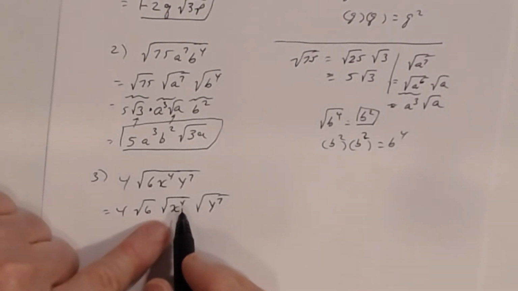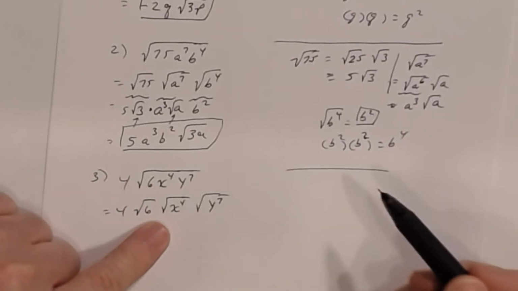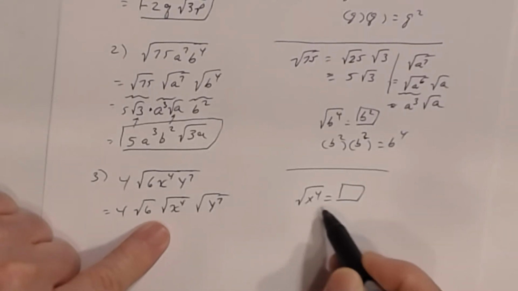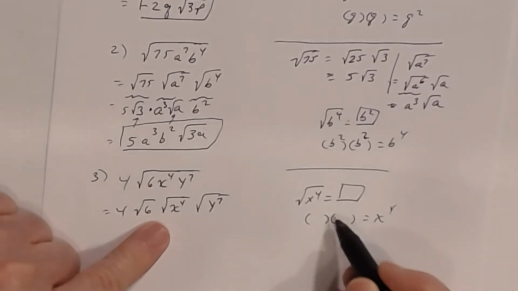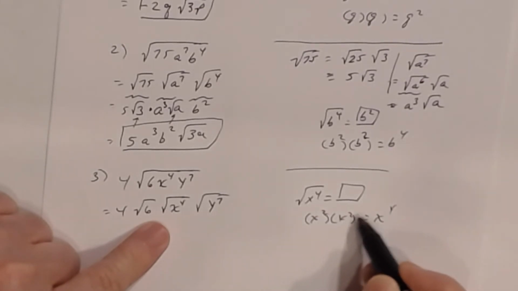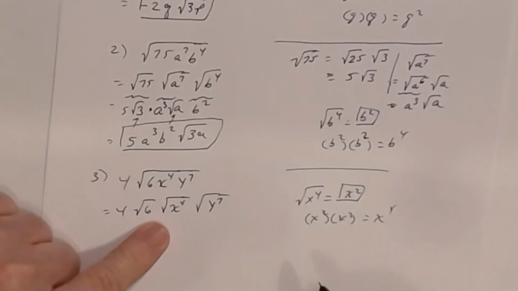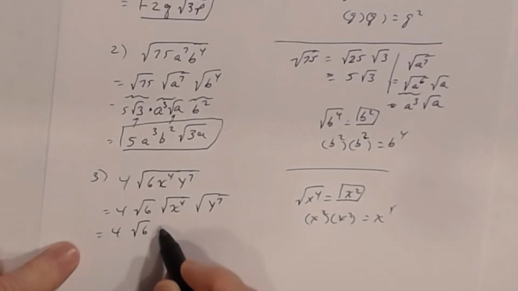Now I know I can simplify the square root of x to the 4th, right? It's kind of like this one right here, like the square root of b to the 4th. So the square root of x to the 4th, what times itself twice is x to the 4th? Well, that's going to be x squared. And we knew that this had to be x squared because 4 divided by 2 is 2. So this becomes 4, square root of 6, and this is just x squared.